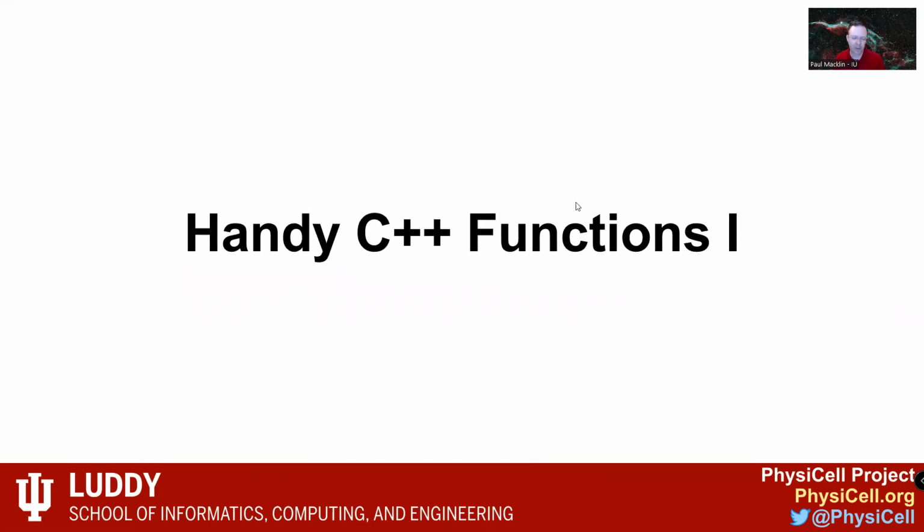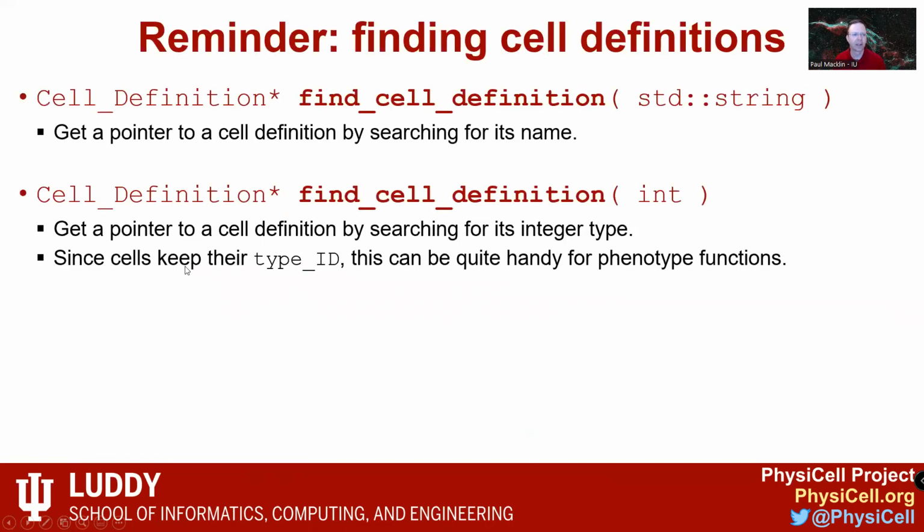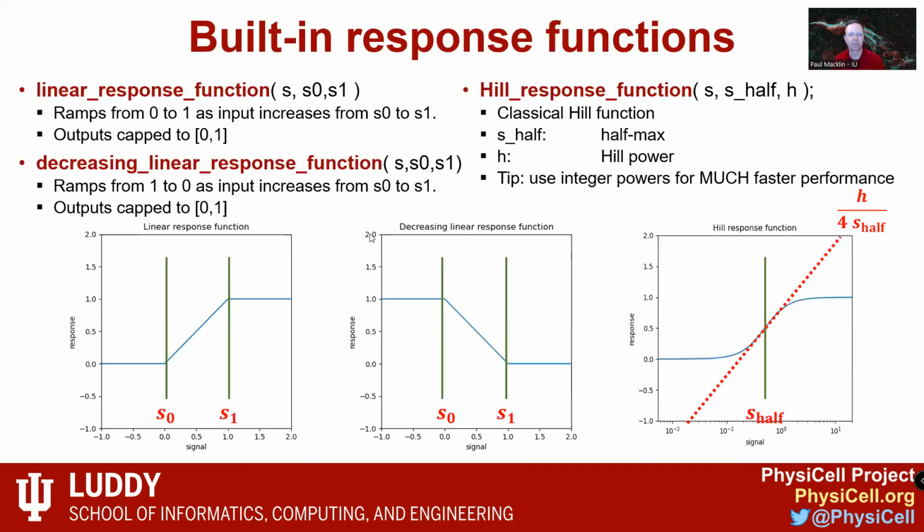Before I look at the questions, let me give you just a little bit of handy C++ that will help us navigate through some of this. And I think you already saw this in your session 5 overnight, but to recap, we can get a pointer to a cell definition very easily using the function called find_cell_definition and then type in the name of the cell type. So this would be a character string like cancer cell or fibroblast, or if you happen to know its integer, which you probably won't, you could also find it by its definition.